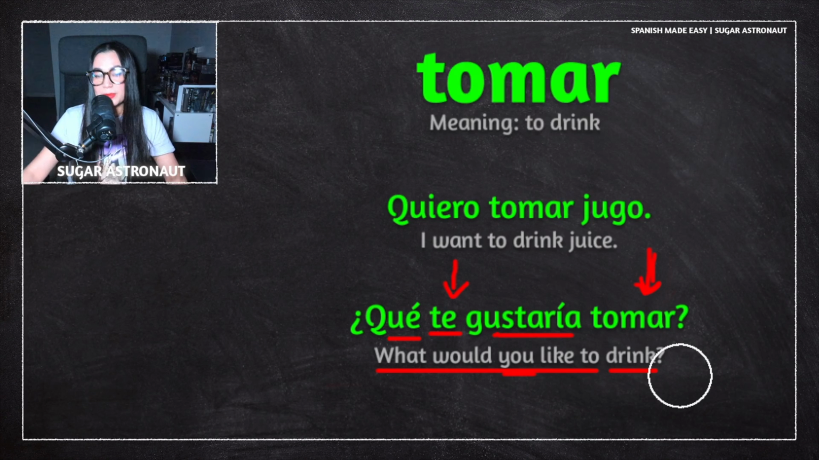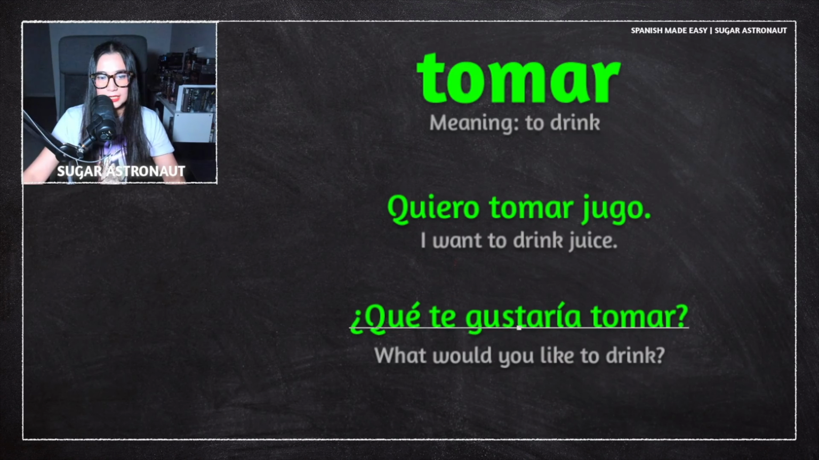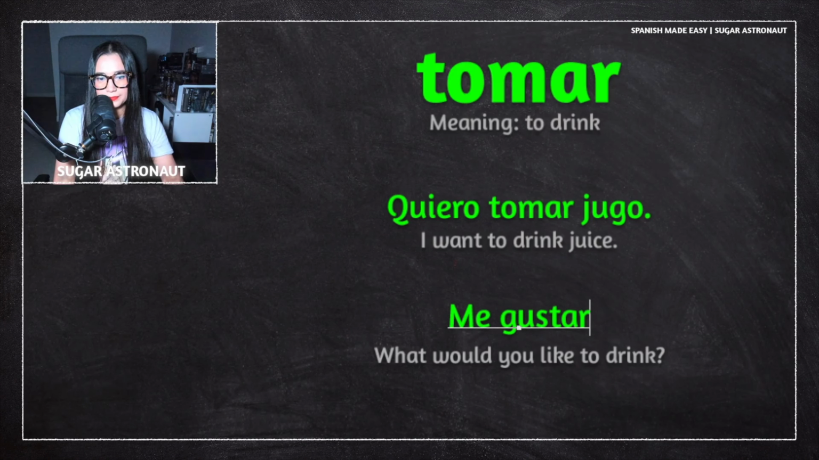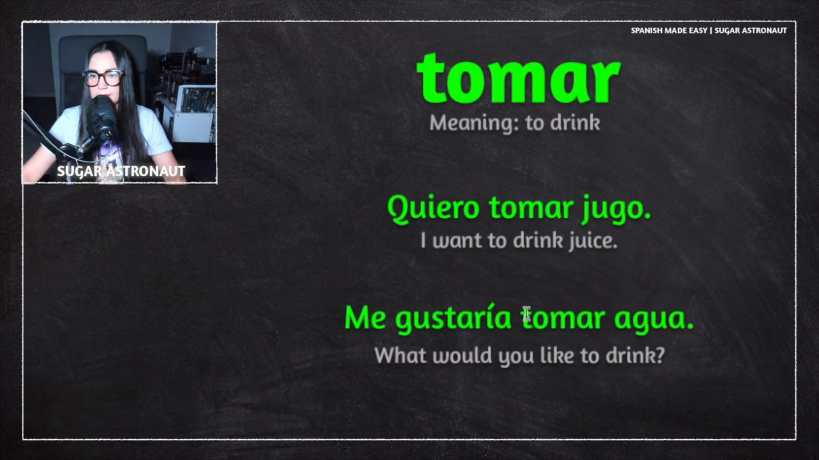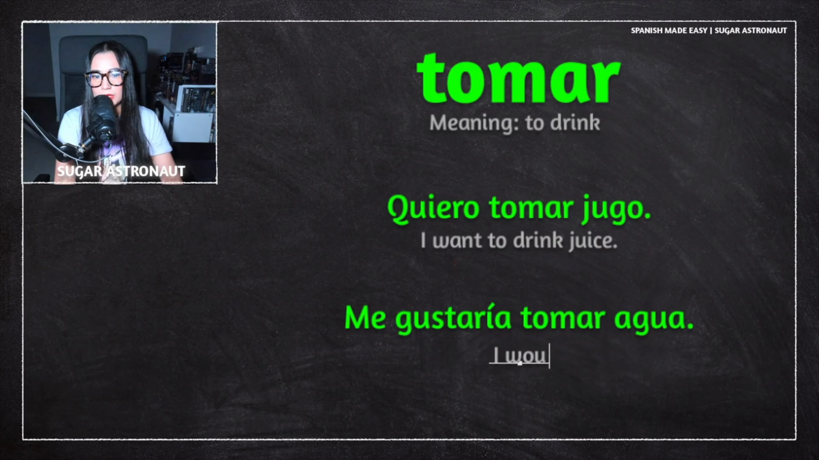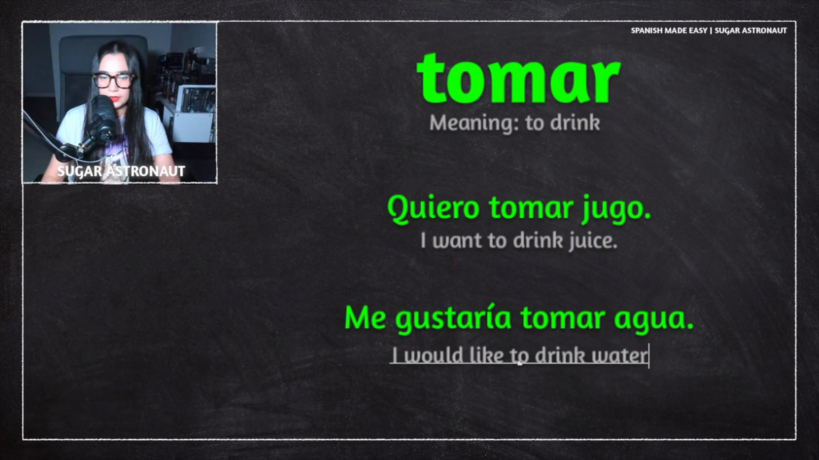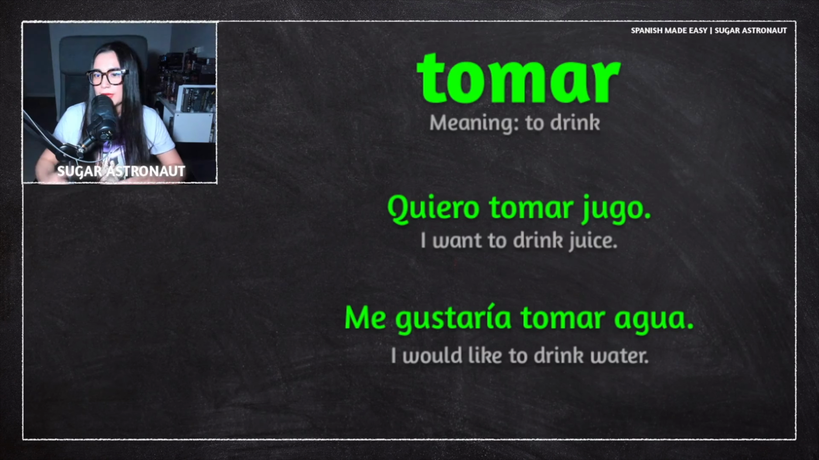And of course, we're talking about the verb tomar, which means to drink. Okay? So, if you want to answer this question, you can say, me gustaría tomar agua, for example. And that means, I would like to drink water. So, that's a polite way to answer this question. You can say, me gustaría tomar agua. I would like to drink water.